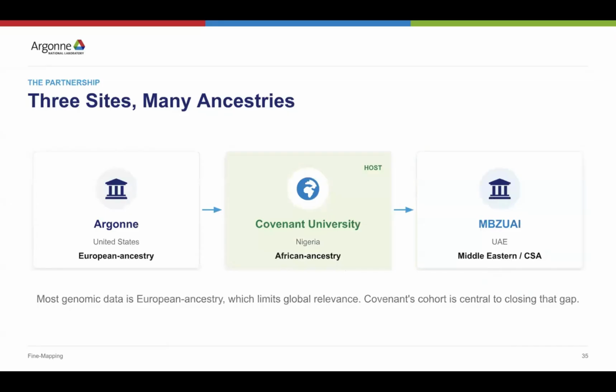And so as the partnership stands right now, it's with you guys. We have another university in Abu Dhabi that we're working with, and then of course Argonne. By looking at a mixed demographic like this of European, African, and Middle Eastern ancestry, these cohorts would really help produce results for maybe diseases that we've already looked at, maybe newer diseases, maybe newer phenotypes or older ones. But these results would generalize a lot better through the fine mapping.